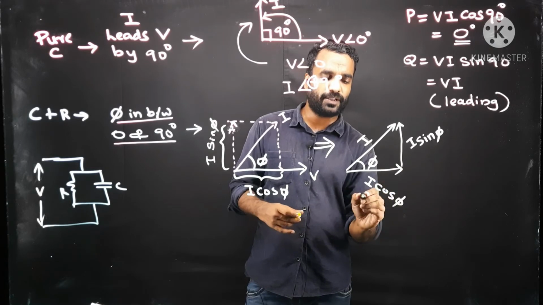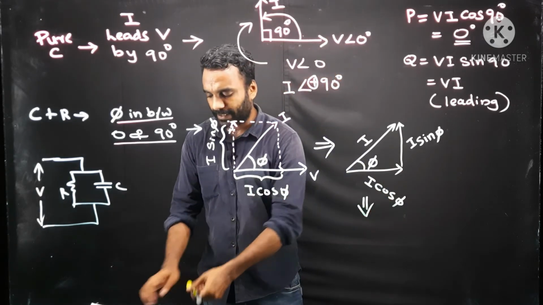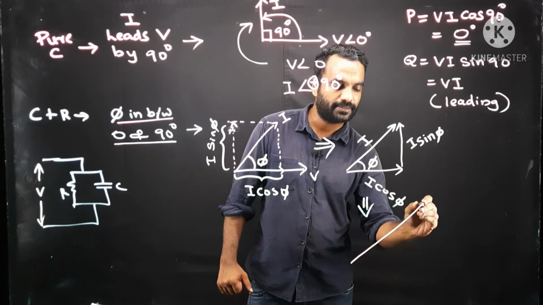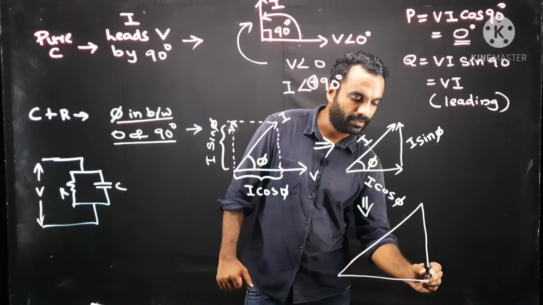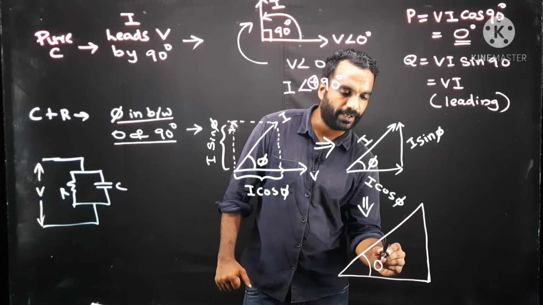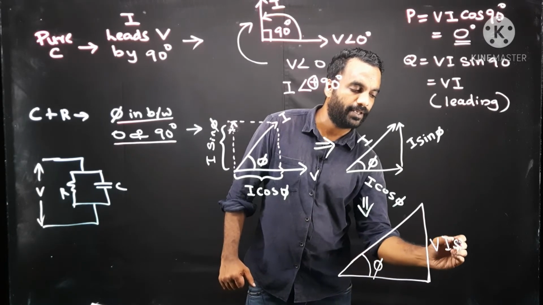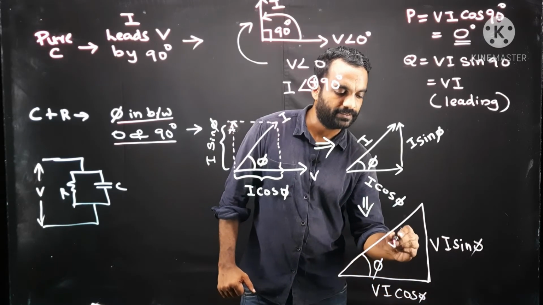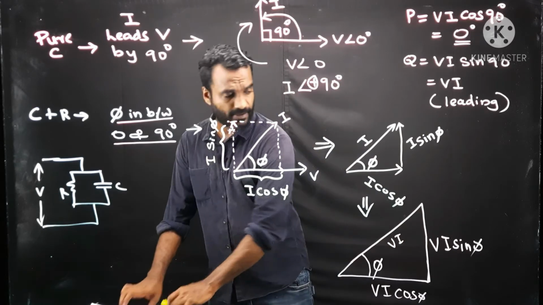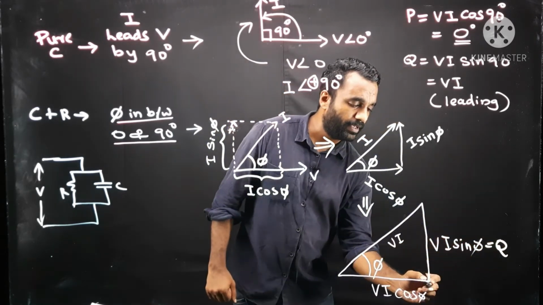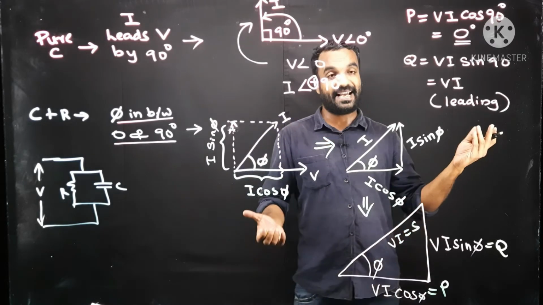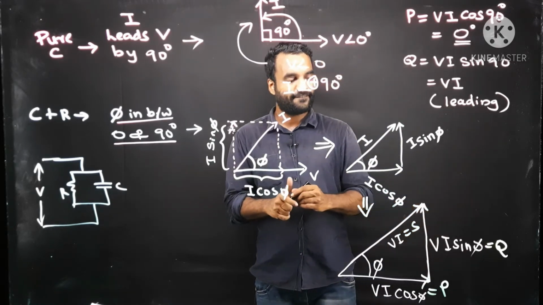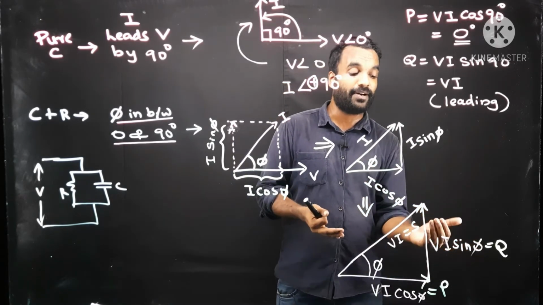Now, if you want to convert it into power, you can just multiply voltage V angle 0 with all three vectors. Then the magnitude will be different. Anyhow, the angle will be phi again. This is Vi sin phi, this is Vi cos phi, and this is Vi. Vi sin phi is Q, Vi cos phi is P, and Vi is S. But what is the difference here? In the previous case, this Vi sin phi was opposite in direction.